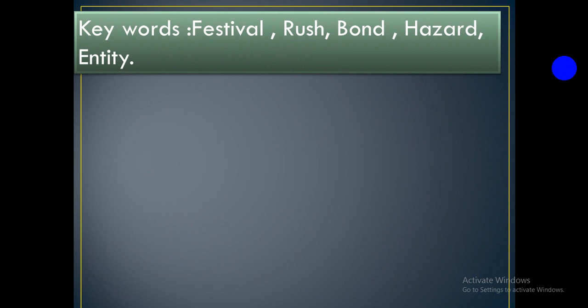Dear students, before going through the text, you have to know the meaning of the keywords. They will help you understand the text. Now look at them. Festival, rush, bond, hazard, entity.